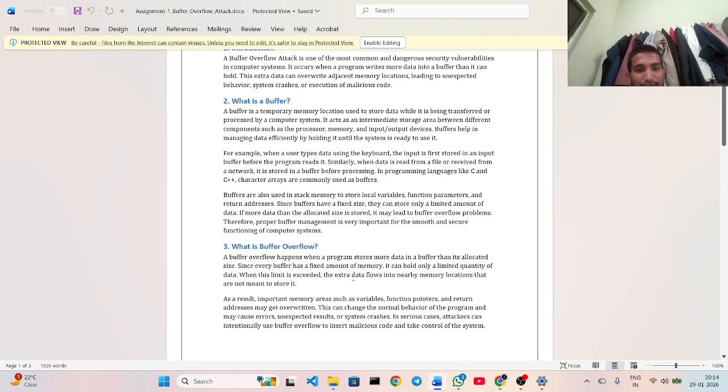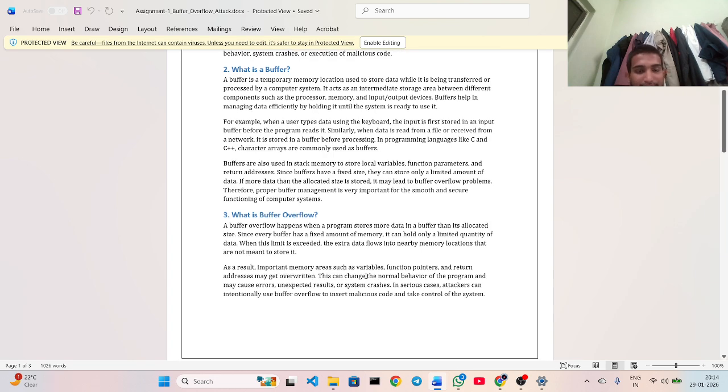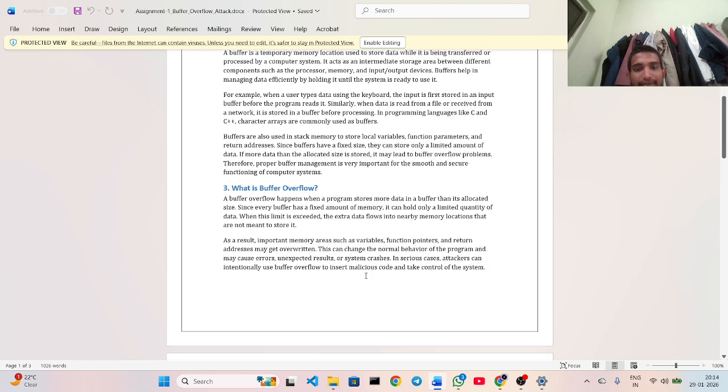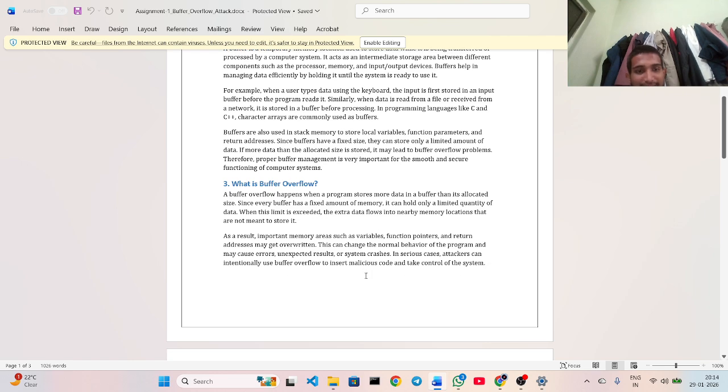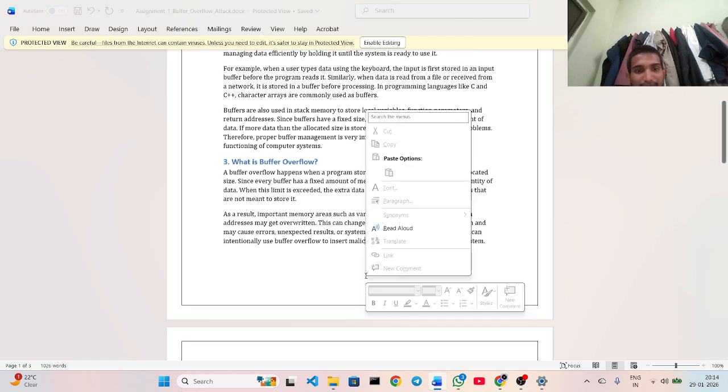What is buffer overflow? A buffer overflow happens when a program stores more data in a buffer than its allocated size. Since every buffer has a fixed amount of memory, it can hold only a limited quantity of data. As a result, important memory areas such as variables, functions, pointers, and return addresses may get overwritten. This can change the normal behavior of the program and may cause errors.